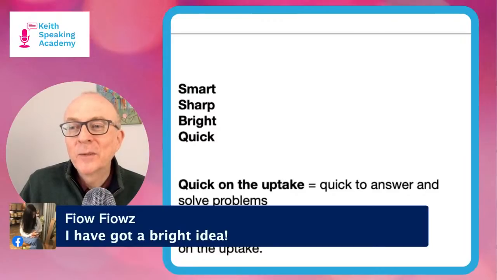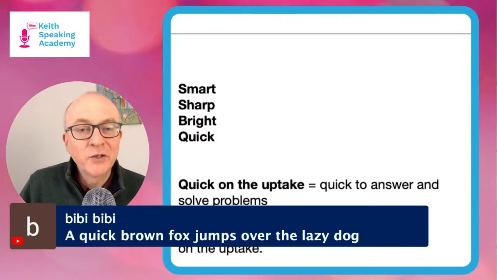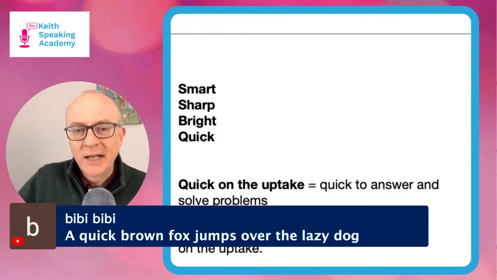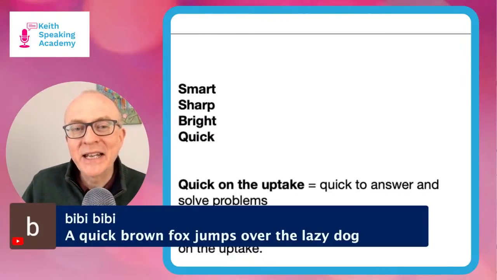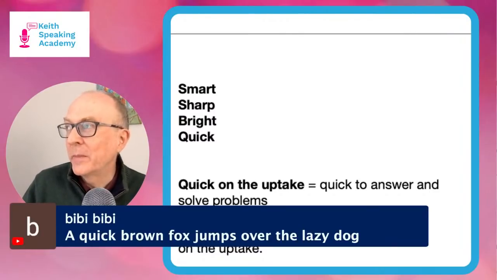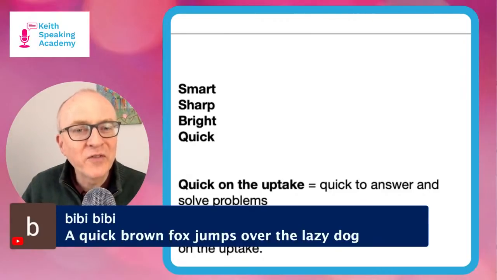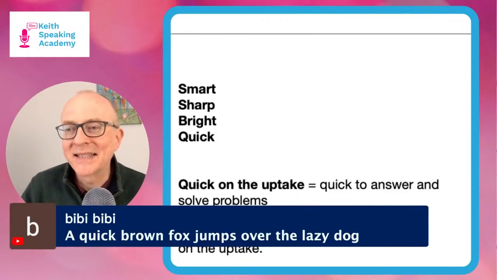A quick brown fox jumps over the lazy dog. Bibi, this is nice that you've shared this. This is an incredibly, incredibly intelligent sentence. If you Google this, you'll find out why. This is a very interesting sentence. Yes, it's one of the only sentences I know that makes sense, that contains all the letters. Go to Google and find out why that's a big sentence.